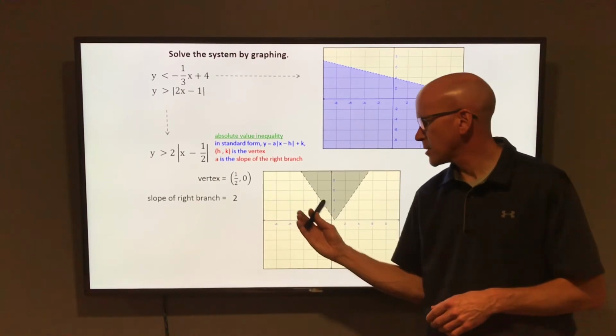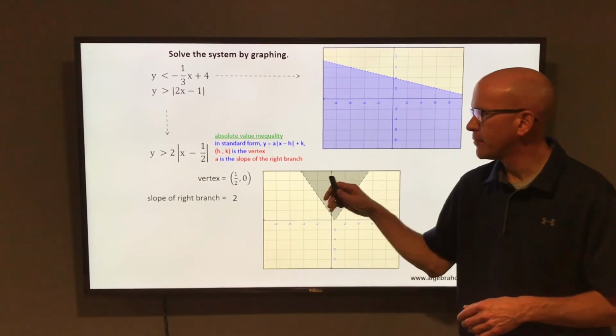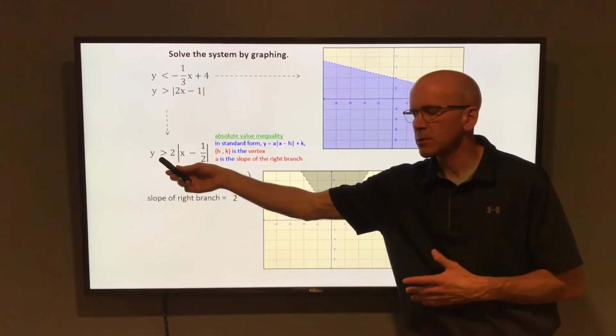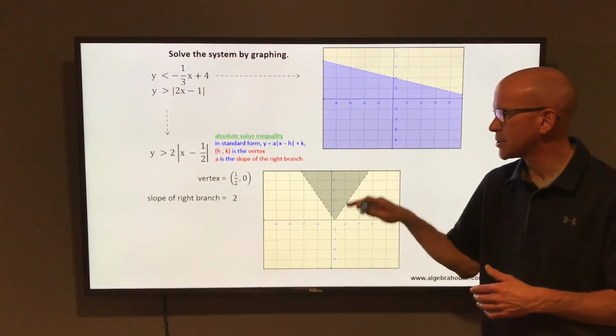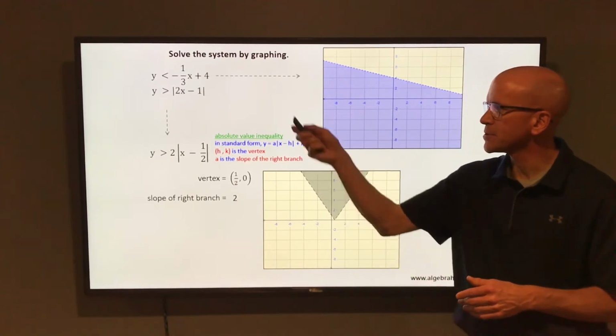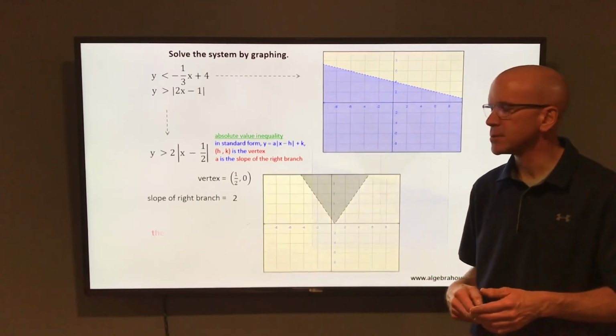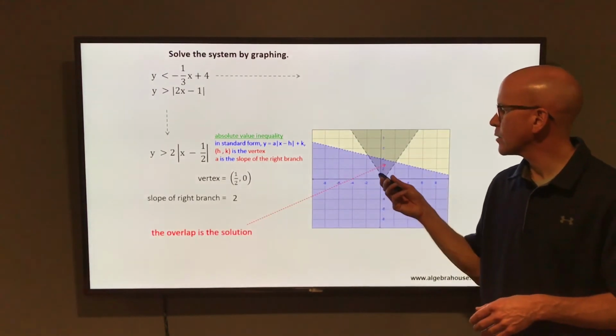Now it's a dashed boundary line because of that greater than sign, and it's shaded above also because of that greater than sign. So with the greater than sign, it's a dashed boundary line shaded above. But we should be putting these one right on top of the other because we're solving that system. So where these two overlap, that creates the solution set to this system. And that's what we're looking at right here.